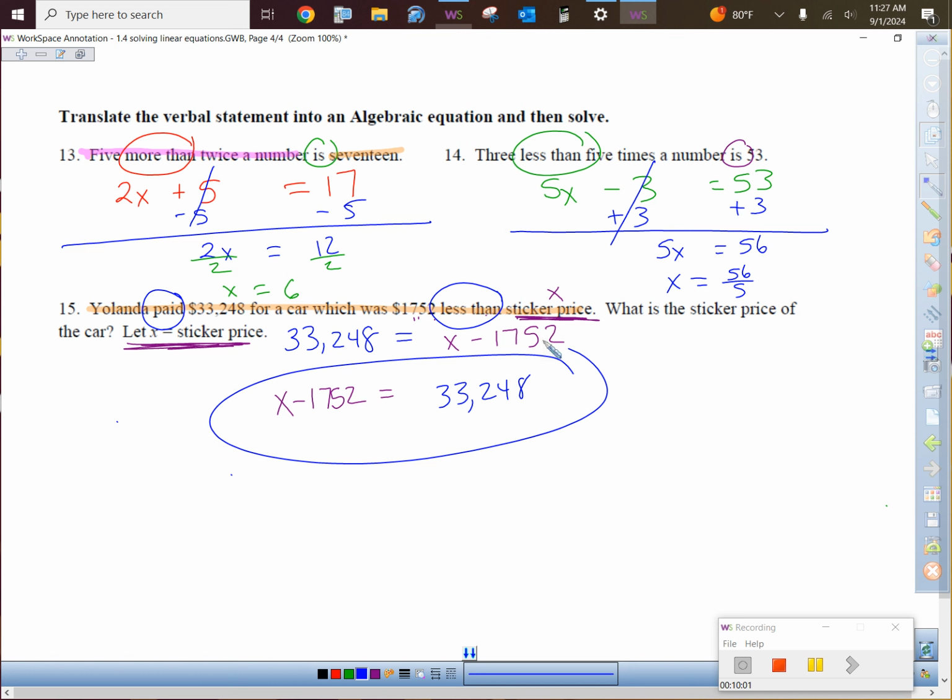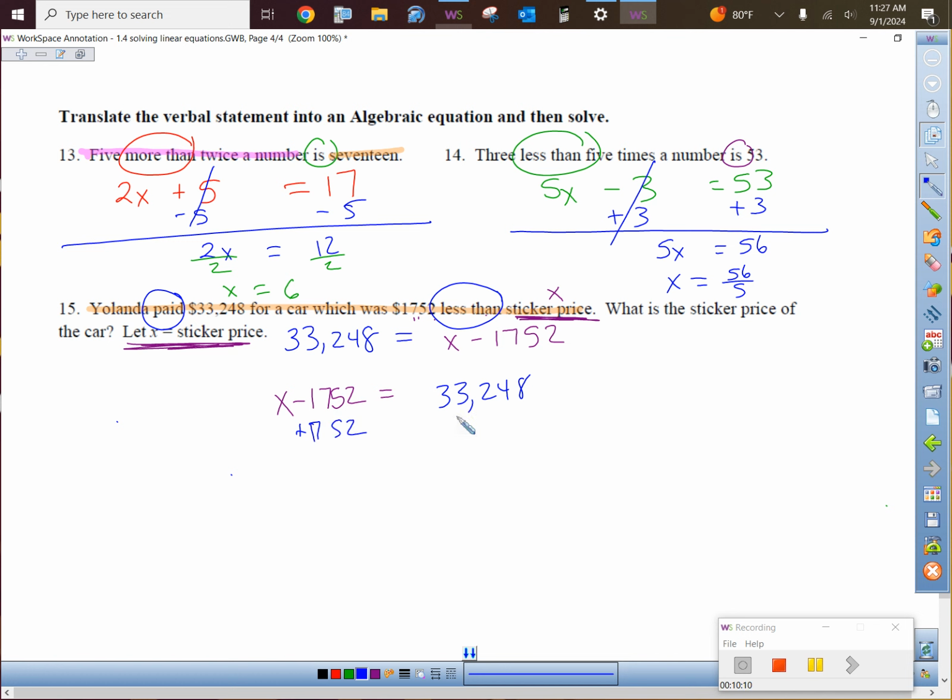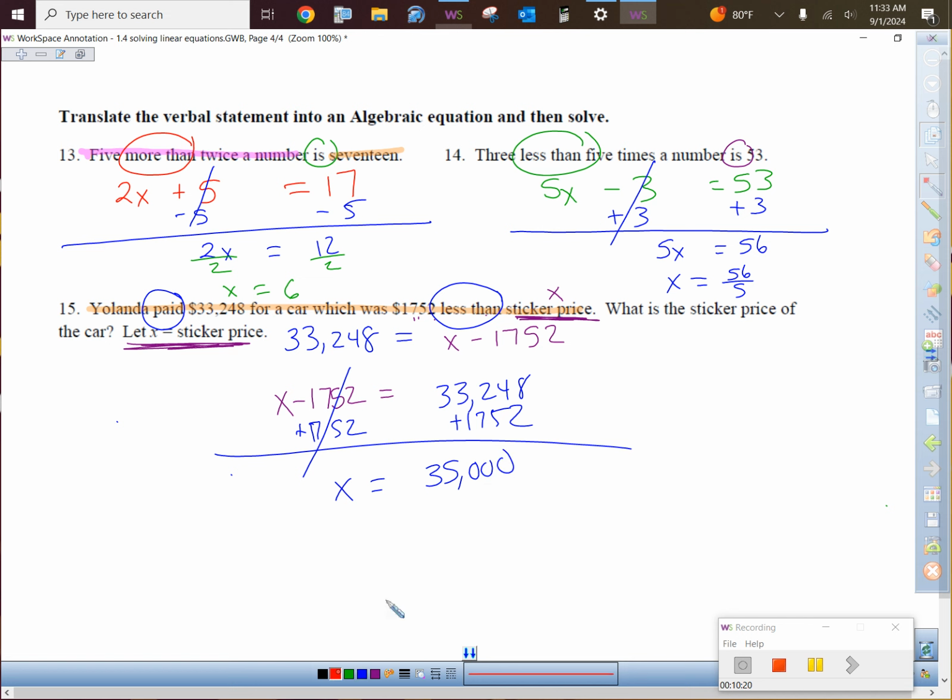And then what we do is we add 1752 to both sides to solve. So by doing that, x equaled 35,000. Make sure you put a comma in this number because he's a large number.